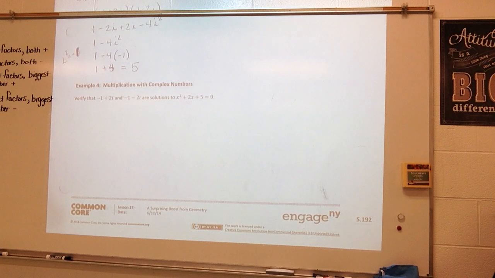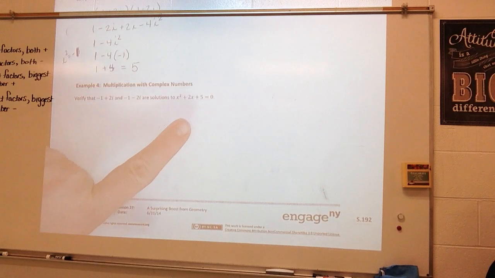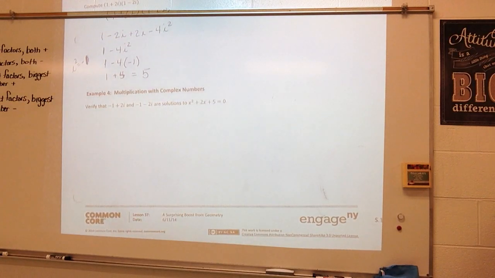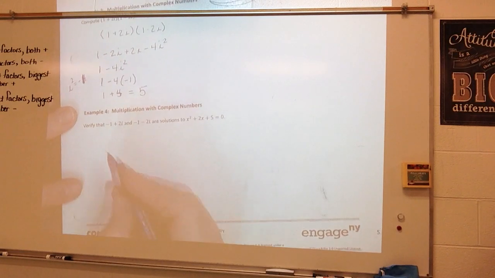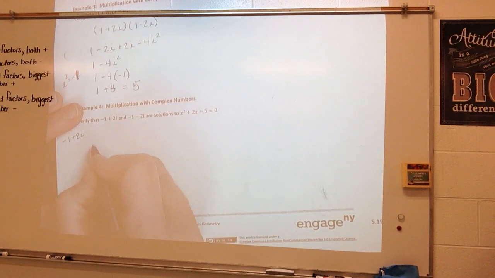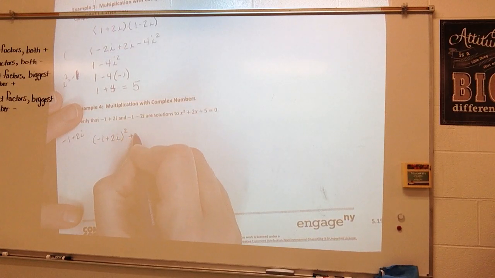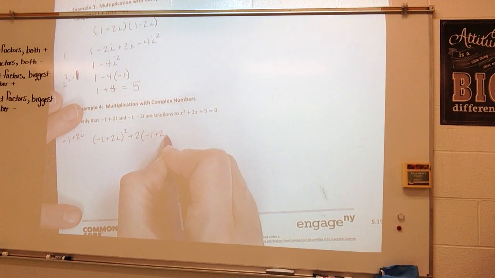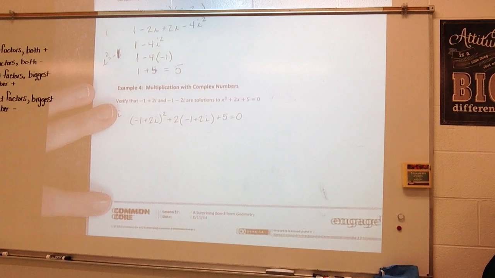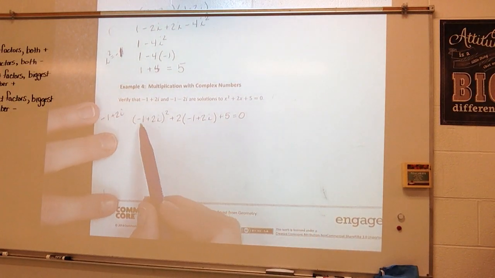Verify that negative 1 plus 2i and negative 1 minus 2i are solutions for this. Alright, so how do I do that? Well, I'm going to plug them in. So they're telling me that this is what x is equal to. Alright, so let's do negative 1 plus 2i. So negative 1 plus 2i squared plus 2 times negative 1 plus 2i plus 5 should equal 0. Alright, hopefully. So we got to multiply.